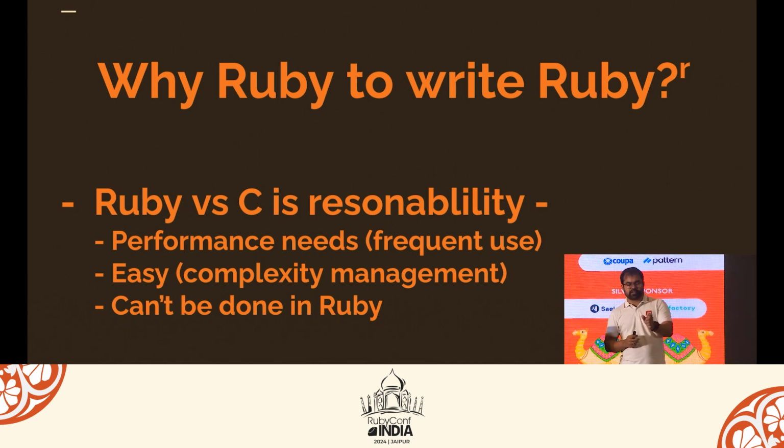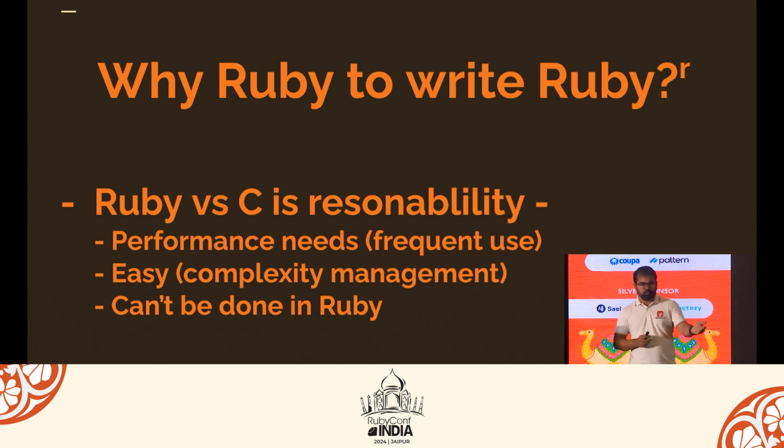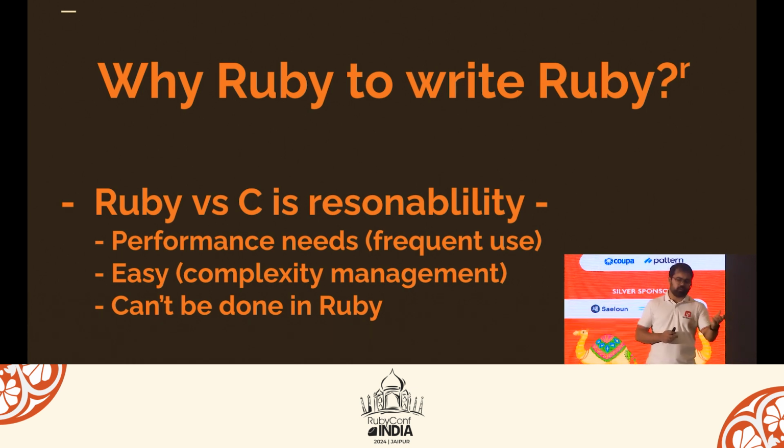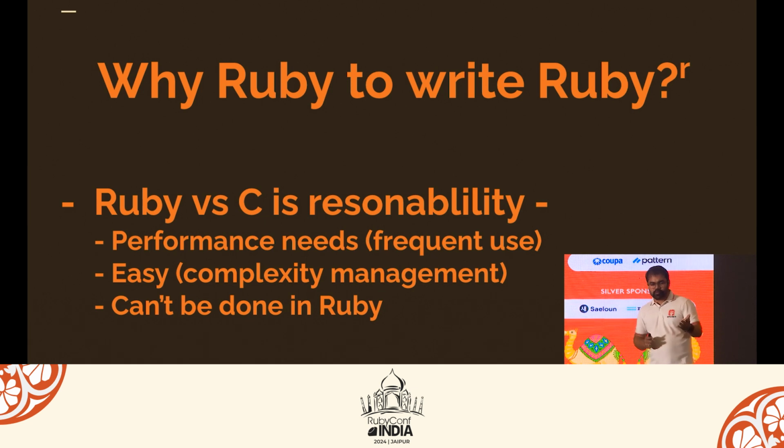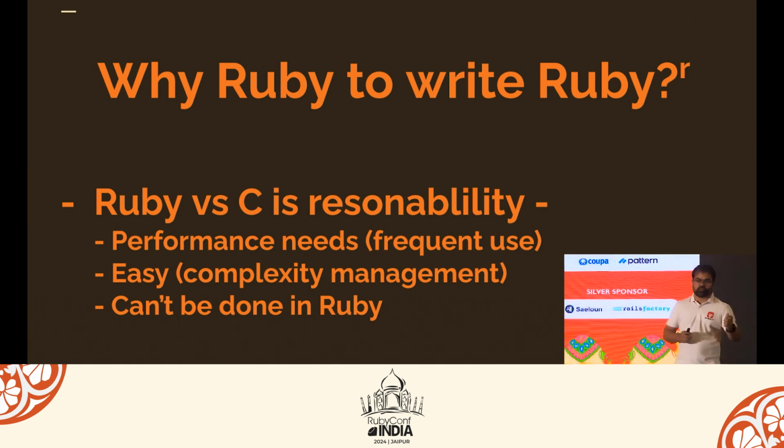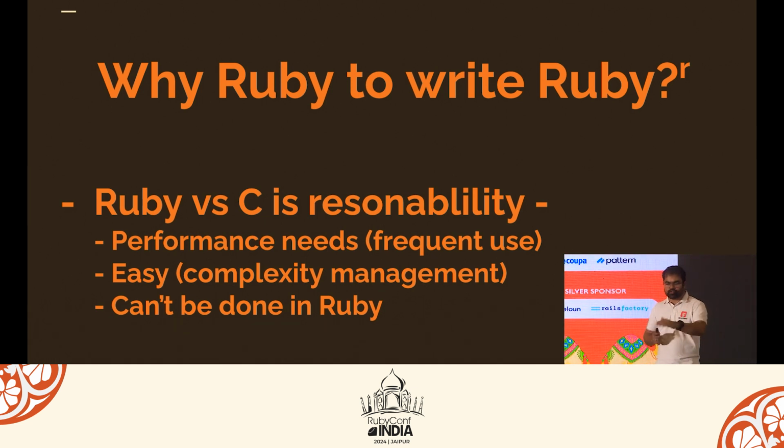Okay. And in that sense, when does it make reasonable sense to write the code in Ruby versus when does it make reasonable sense to write the code in C? First one being the performance needs: if a part of the code is frequently being used, of course it makes sense to go into C.